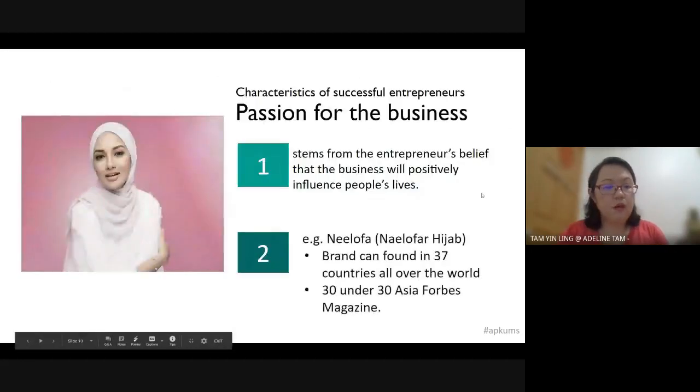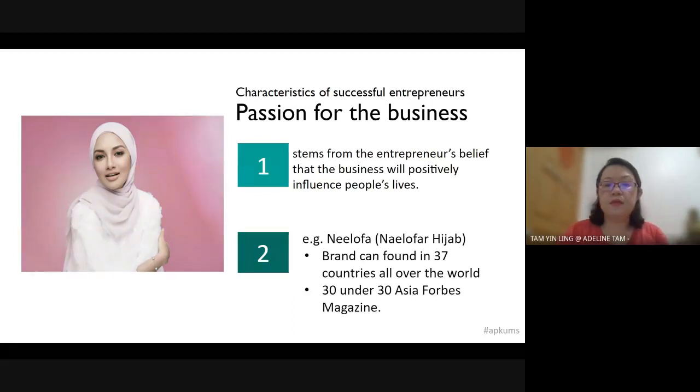All right. So I explained already. The first, like passion for business, they believe in the value of business, so they try to improve people's life. Okay? They are not improving only the business themselves, but they're trying to improve people's life. For example, this Nirofa hijab, I think for Muslim ladies, you know a lot. This is quite a popular brand, I think, quite expensive also.